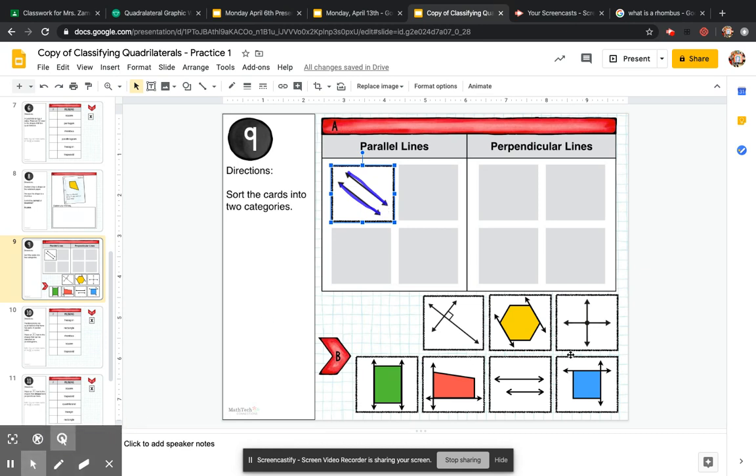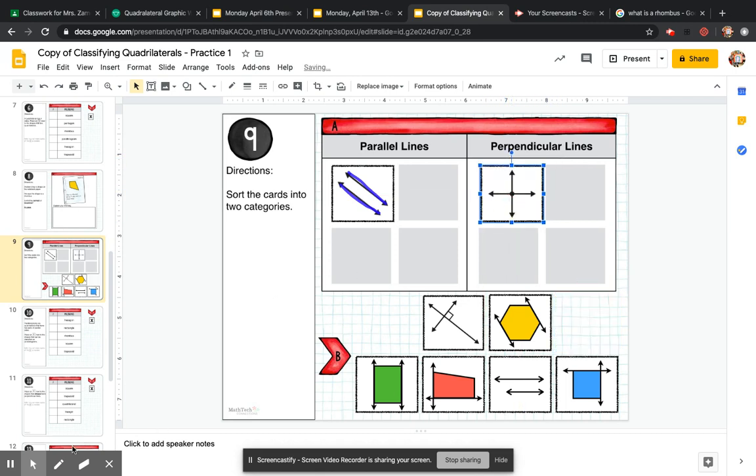All right, and then perpendicular lines are simply two lines that meet and form a 90-degree or a right angle. So here we have a line, and here we have another line, and when they cross, they make a 90-degree angle. There's a 90-degree angle there, there, there, and there. So that's all a perpendicular line is, just two lines that when they cross, they form 90-degree angles.